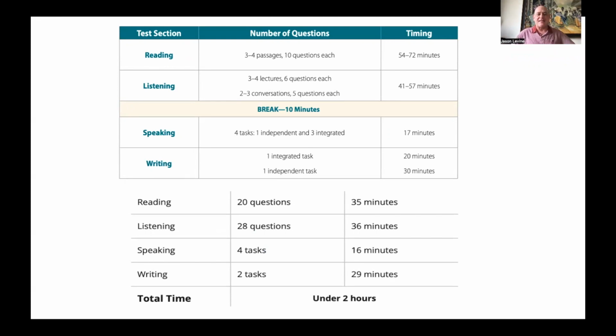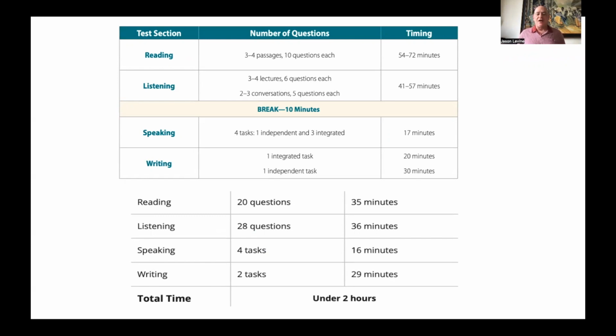So this is the iBT that's changing. The biggest complaint people have had about the TOEFL is how long it is. Wow. 3 hours, actually a little bit over 3 hours. So now under 2 hours, what have they done?